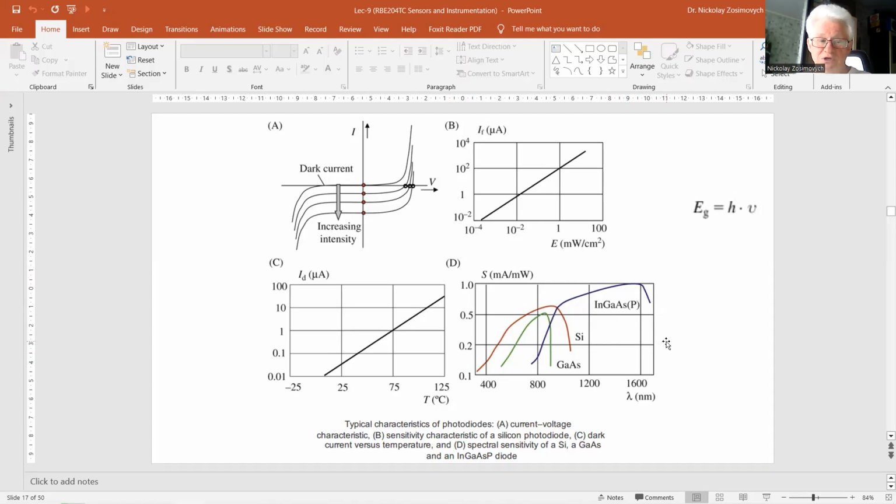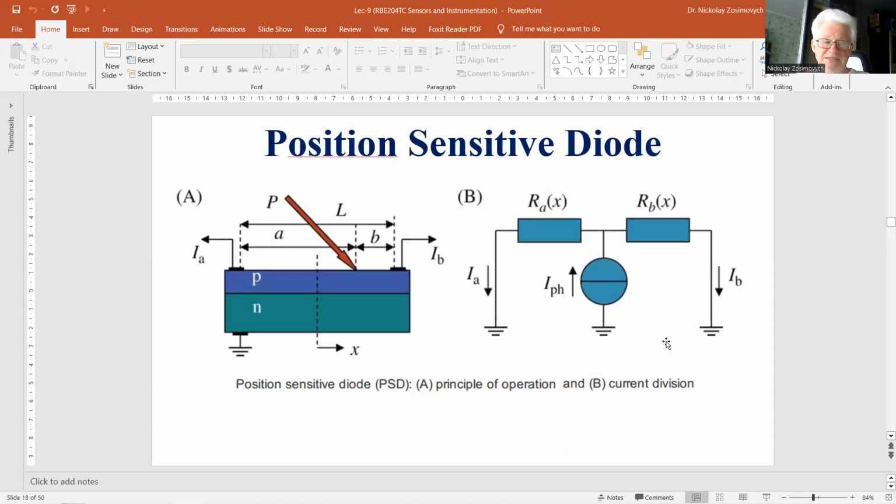Detailed information on device characteristics and performance of other types can be found in data books of the manufacturer. A PSD is a light-sensitive diode that is sensitive not only to the intensity of the incident light, but also to the position where the incoming light beam hits the diode surface, as you can see here. And this figure shows schematically the configuration of a lateral silicon PSD.